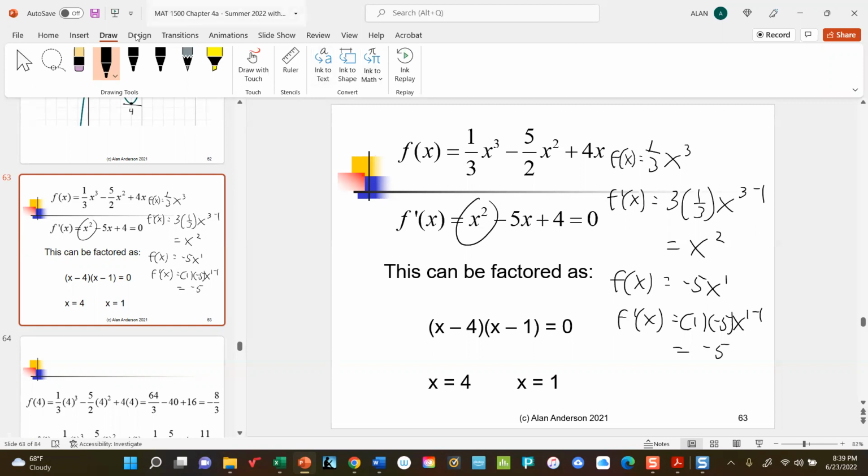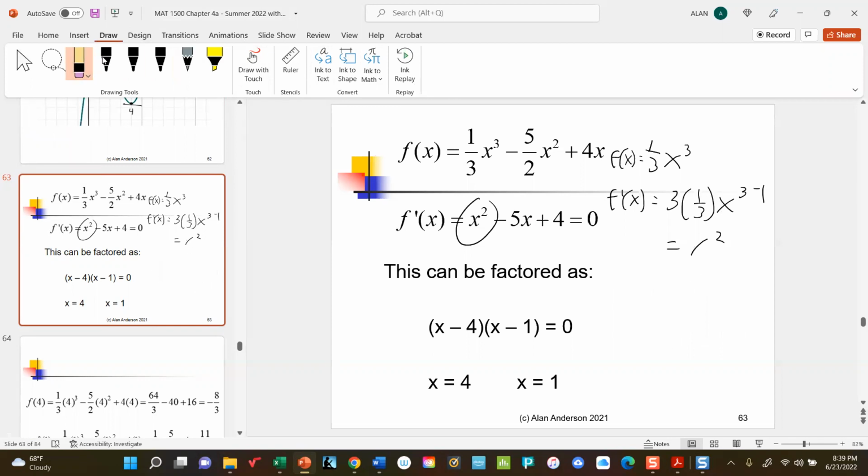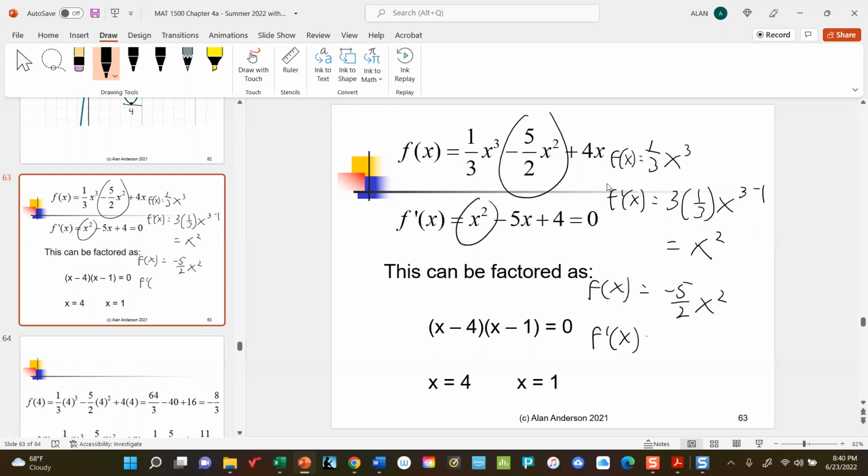Oh, sorry, it's 2. I copied it wrong. I was looking at the wrong term. It's -5/2 x squared. Yeah, now we're getting somewhere. So it'll be 2 times -5/2 x to the 2 minus 1. So this works out to be -5x. And of course, the last one is just 4.